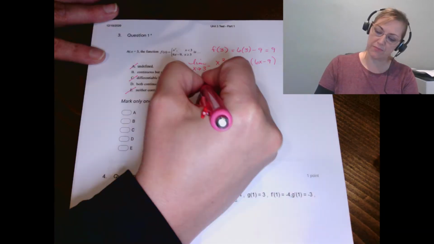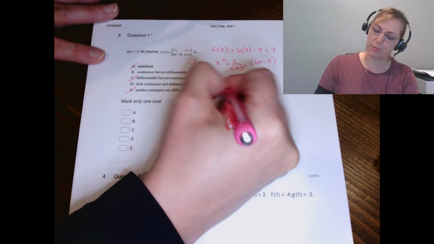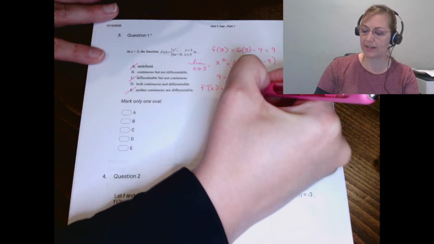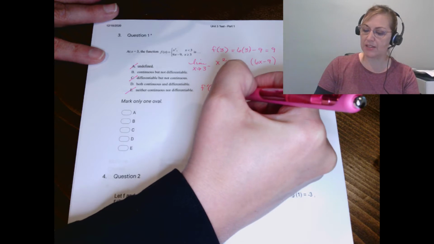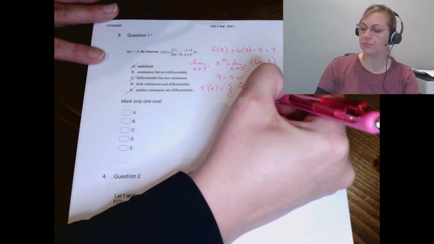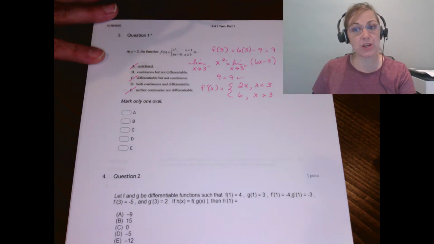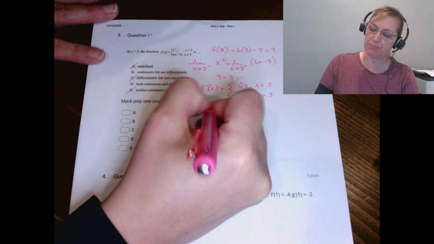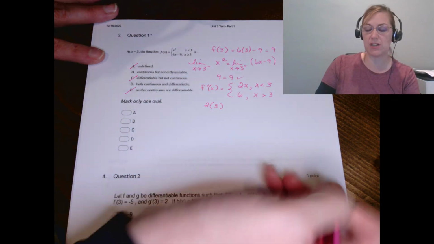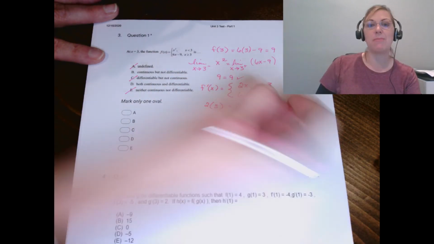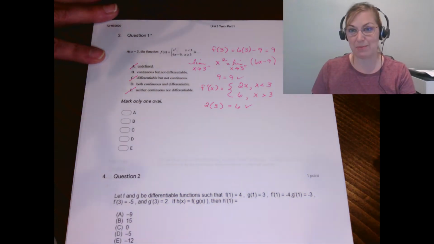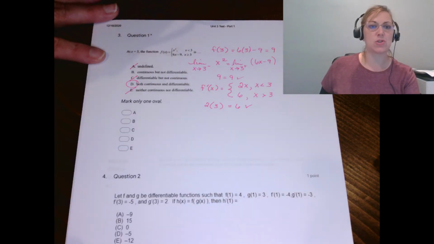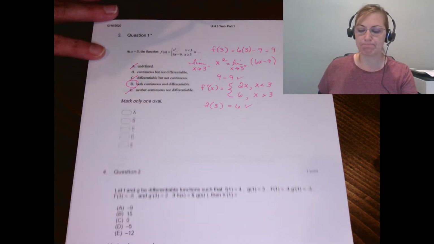Now let's take the derivative to find out if we're differentiable. We'll take the derivative of the pieces. The first piece, the derivative is 2x. And the second piece, the derivative would be 6. Now we need to see, when x is 3, from both sides of 3, do we get the same derivative? Notice that when I plug in 3 to the first piece of the derivative, I get the same value as when I plug in 3 to the second piece. That means that I am differentiable also. That means that answer choice D here is my answer.